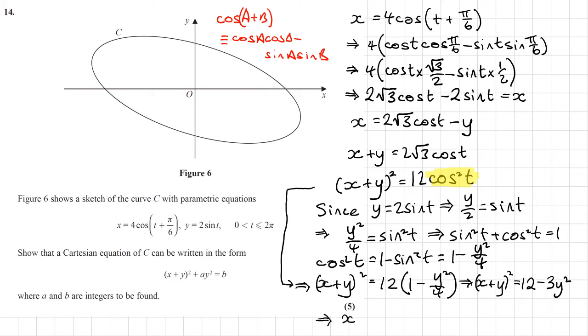So (x plus y) all squared, and we move the 3y squared over, so plus 3y squared is equal to 12. So that's the format that they want it in, and so we have worked out that the value of a is 3 and b is 12.